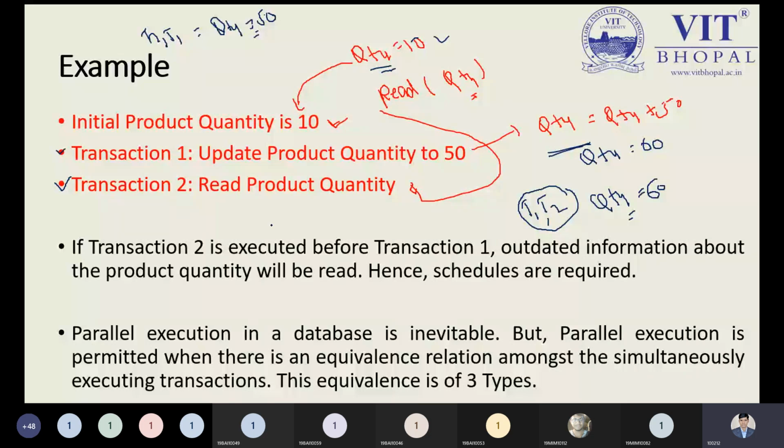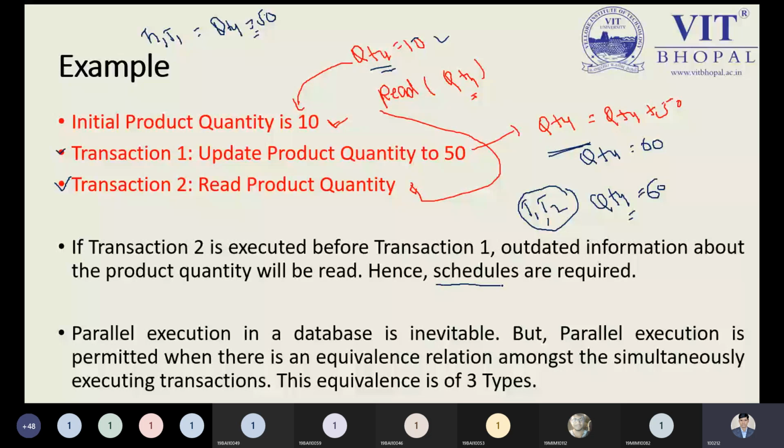The sequence of the transactions T1 or T2 depends on the schedules. So at that time a schedule is required. I need to schedule transaction T1 first or T2 first, and this is done by the scheduler, we can say. So here it is written, if transaction T2 is executed before transaction T1, then outdated information about the product quantity will be read, that is 50 only. So hence the schedule is required. First you need to execute T2 and then execute T1. So a schedule is required over here.